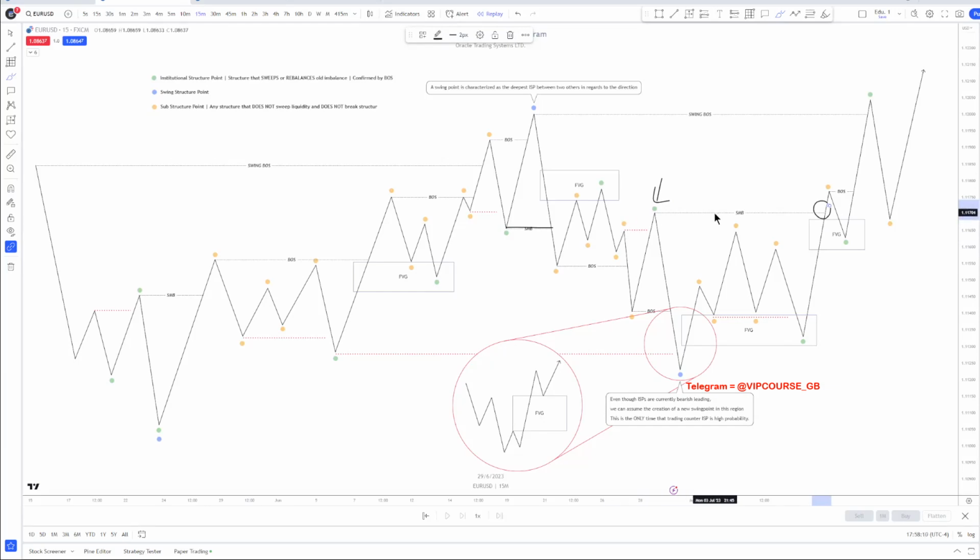So we must ask ourselves, what caused it to fail? We look back, we see an ISP. This ISP has caused this ISP to fail. So we get an SMB, or a smart money break. What does the smart money break tell us? The smart money break tells us that we are now in bullish institutional order flow.